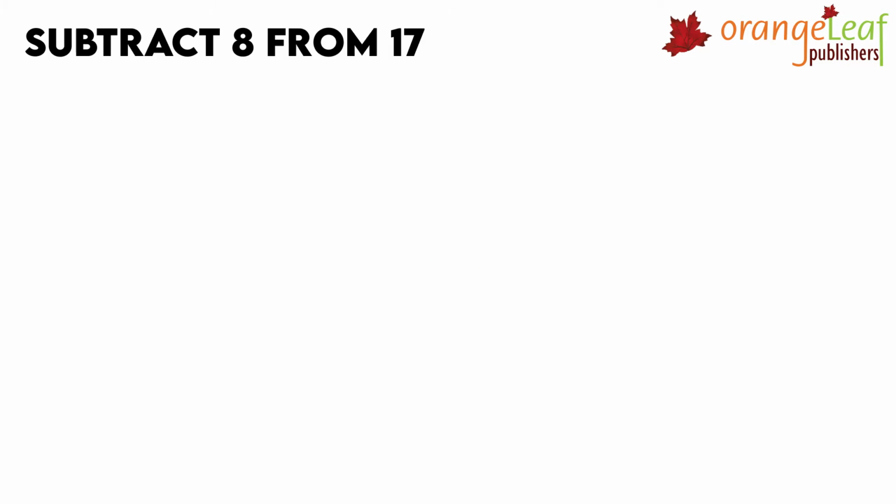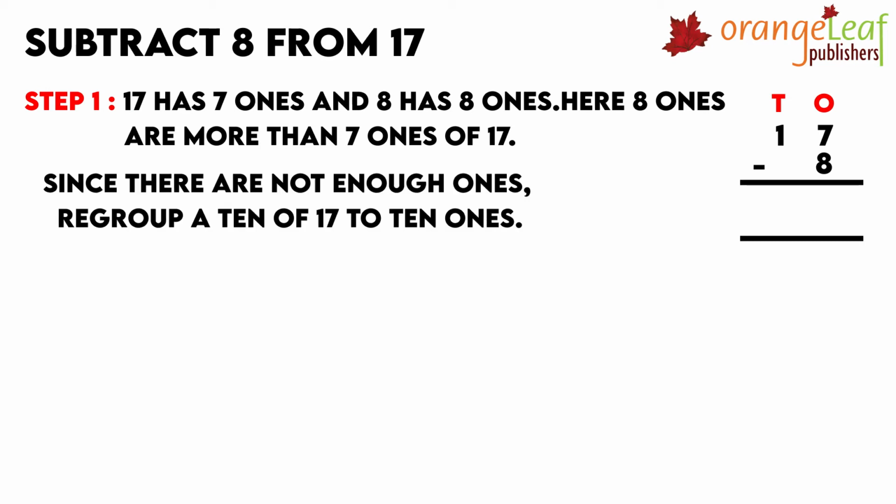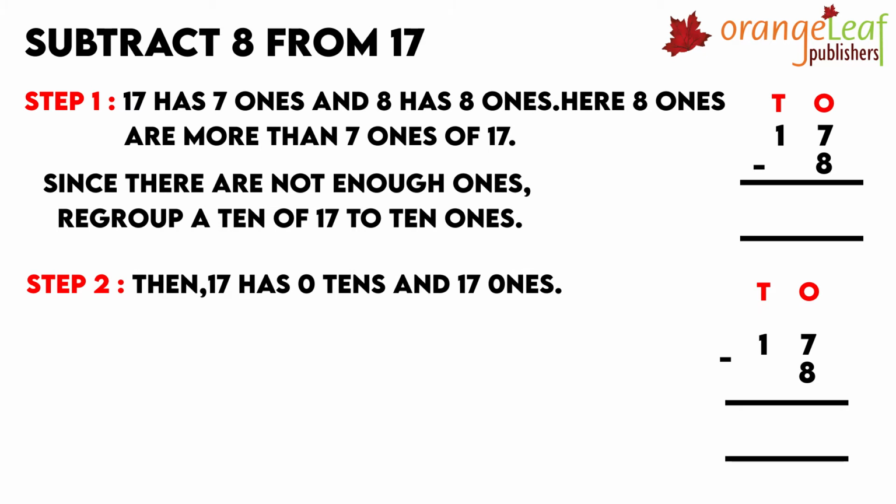Subtract 8 from 17. We can see that 17 has 7 ones and 8 has 8 ones. Here, the 8 ones are greater than the 7 ones of 17. Since there are not enough ones, regroup a ten of 17 to 10 ones. Step 2. Then 17 has 0 tens and 17 ones.